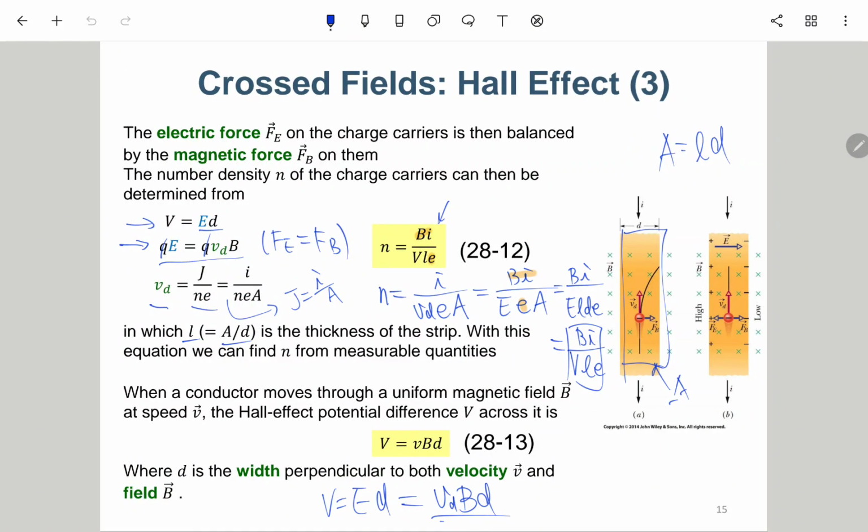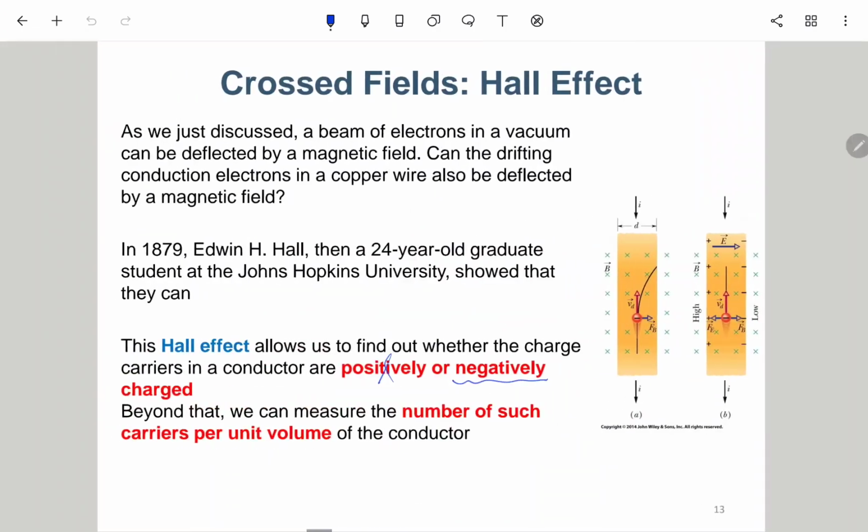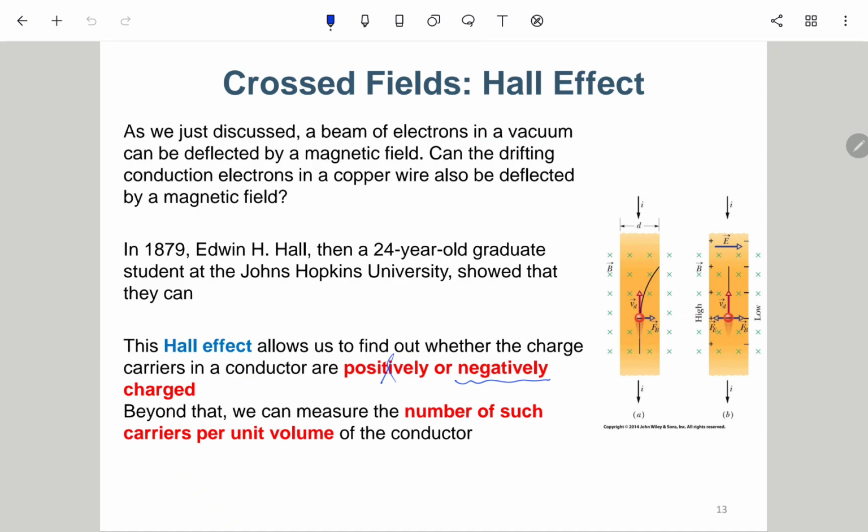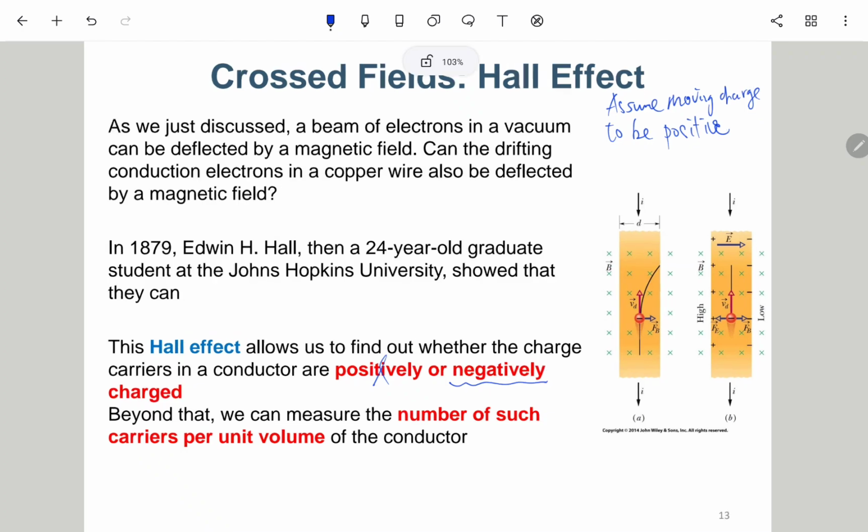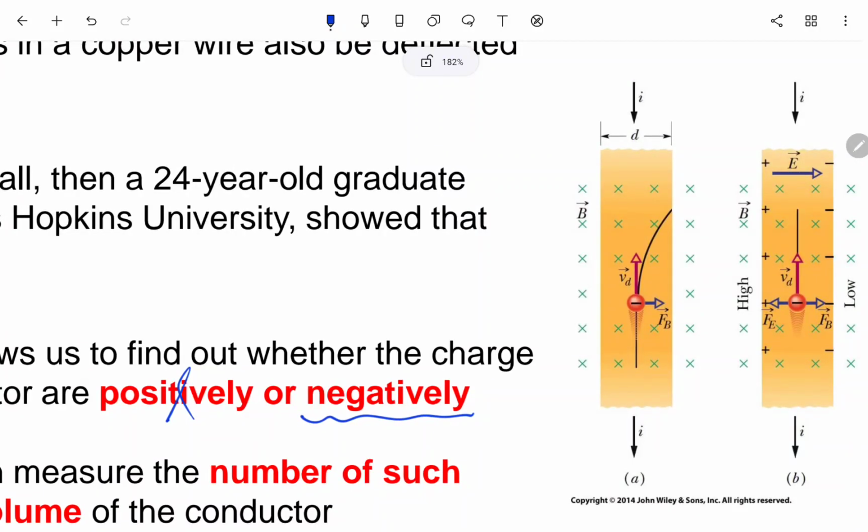Next will be a sample problem, but before going to that part, let me finish this part. Let me assume the moving charge to be positive, and then let us find the contradiction. If we assume it is a positive charge moving downward, just follow the direction of the current. Suppose the current is moving downward. If the charge is positive, then v_d should also be pointing downward.